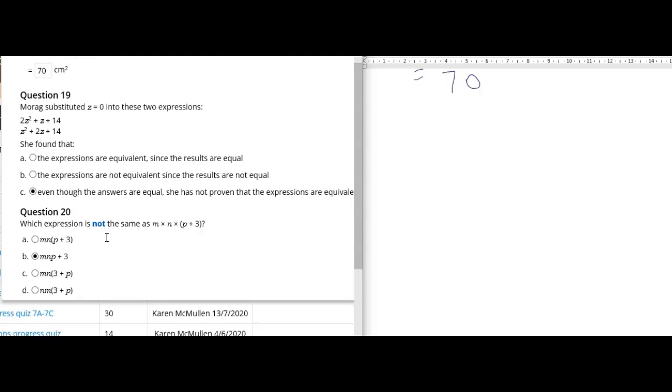All right, and then lastly, question 20. Which expression is not the same as m times n plus p plus 3? So let's just write that down.